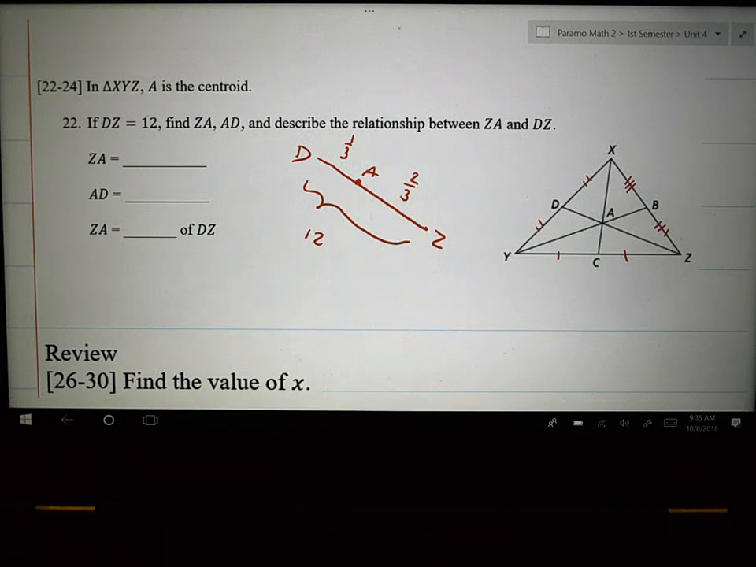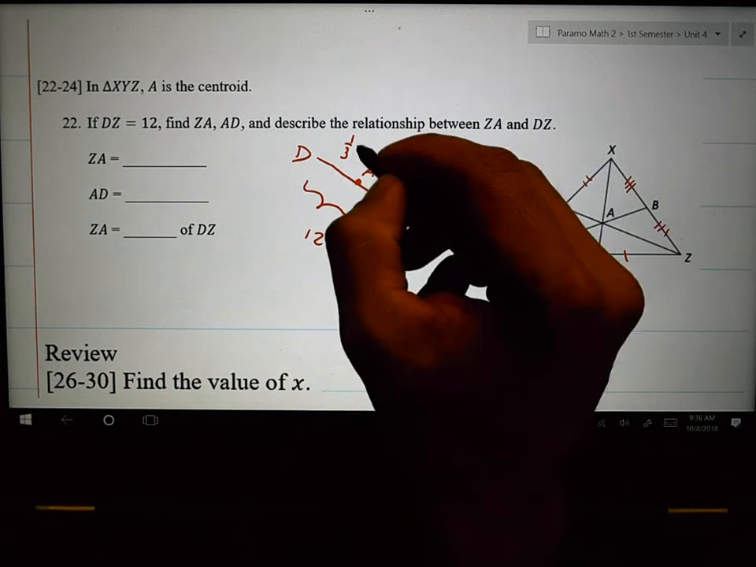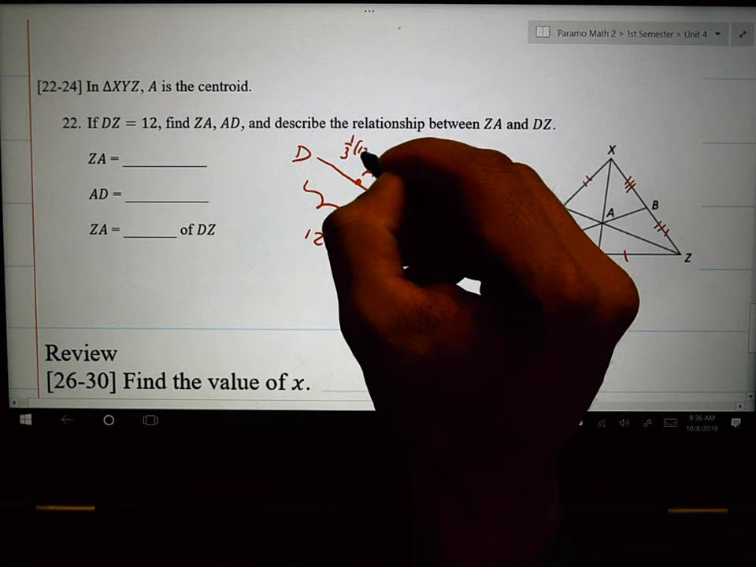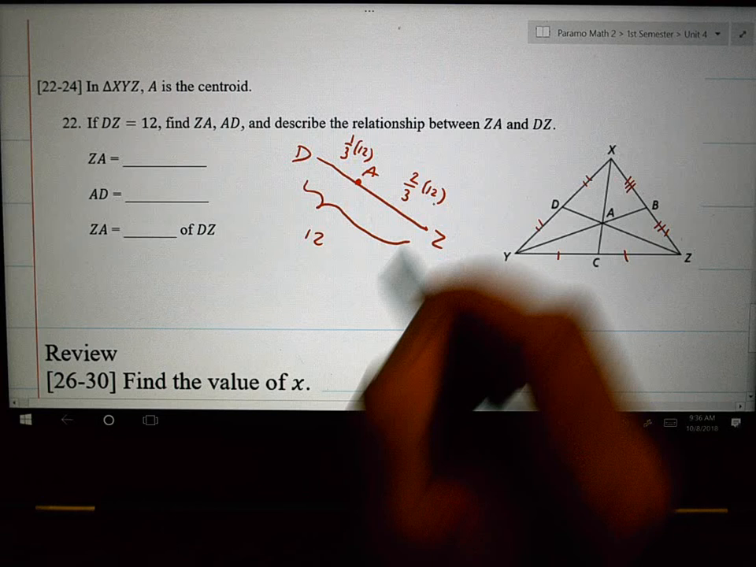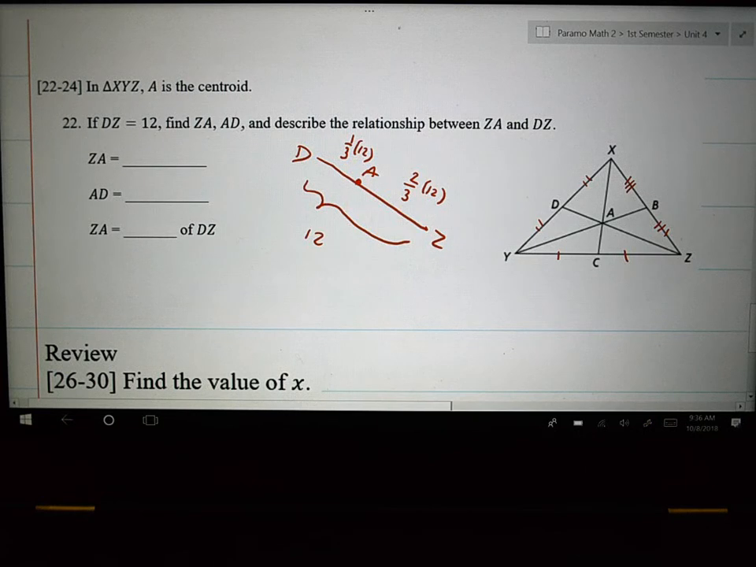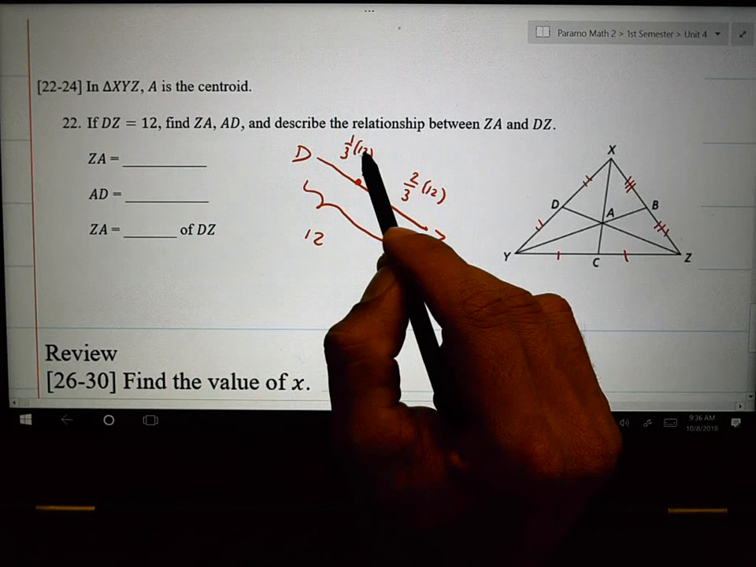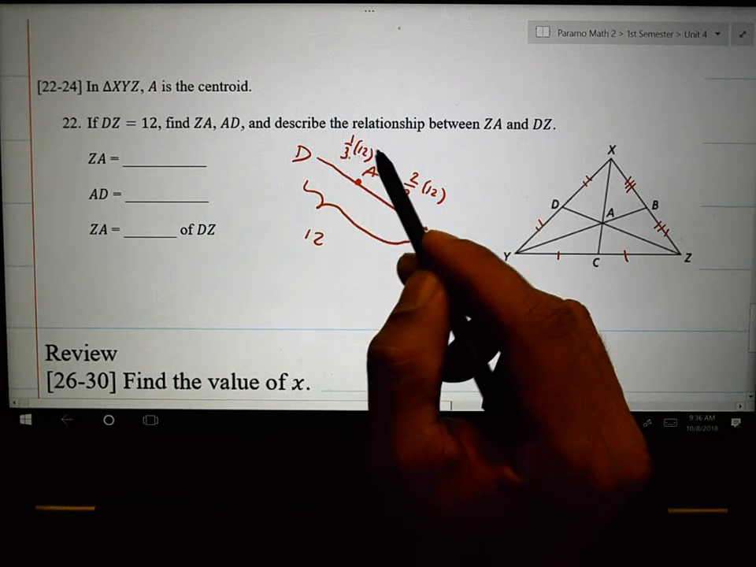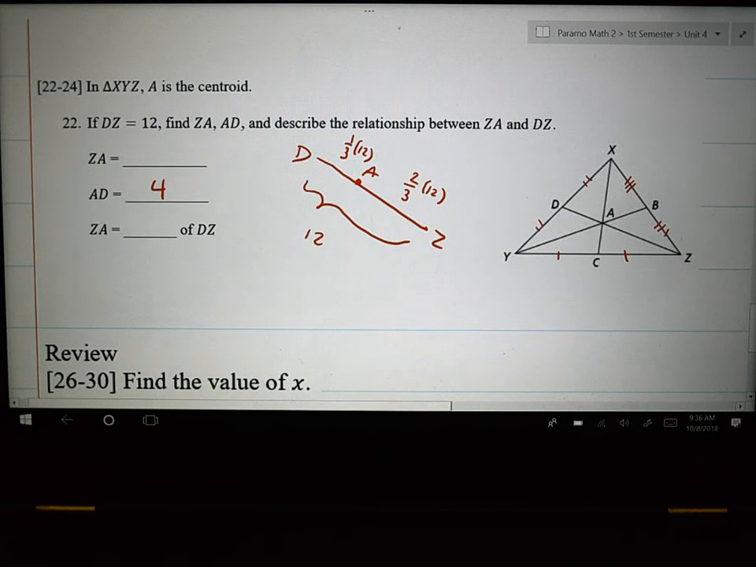If you don't know how to deal with fractions, then what you should do is write down 1/3 of the whole thing. This is 2/3 of the whole thing. 2/3 of 12. 1/3 of 12. And for those of you who are good with fractions, you just do 12 divided by 3. 12 divided by 3 is how many? That's what AD is equal to. 4.